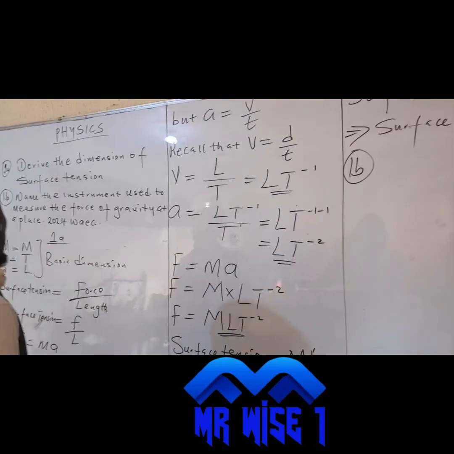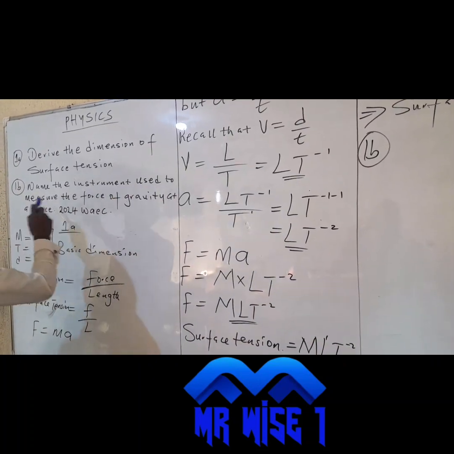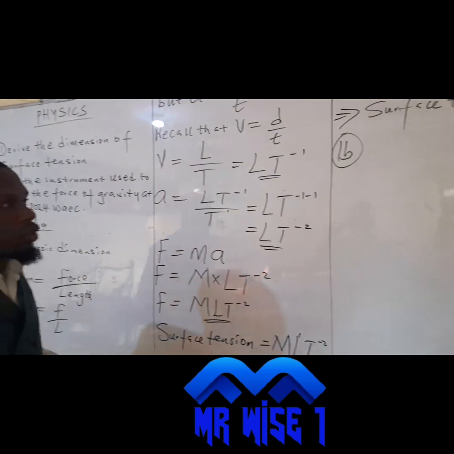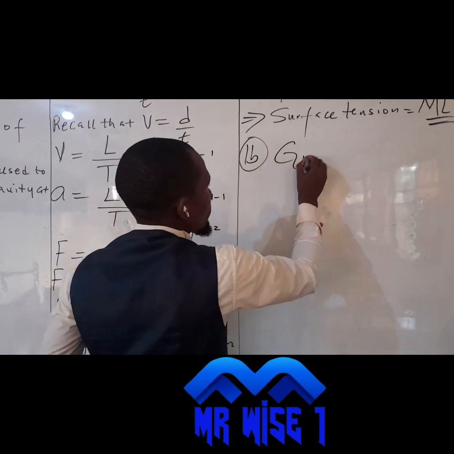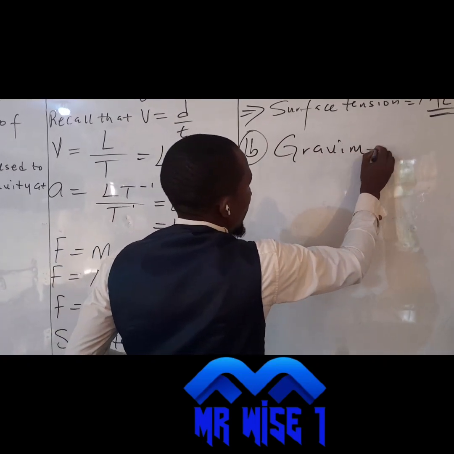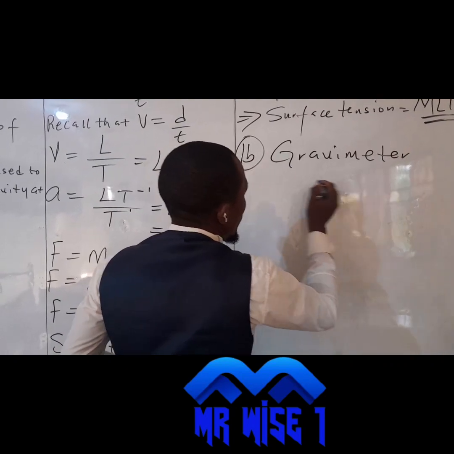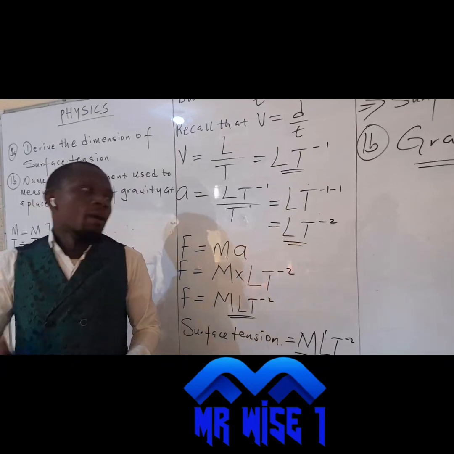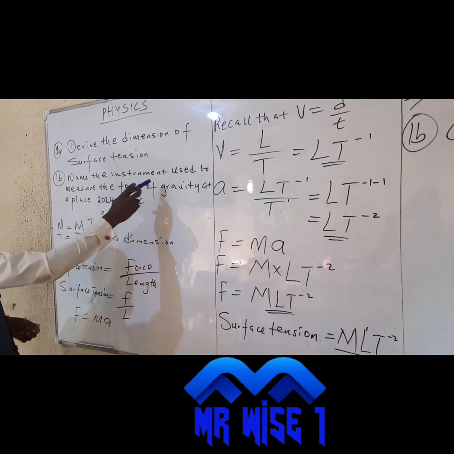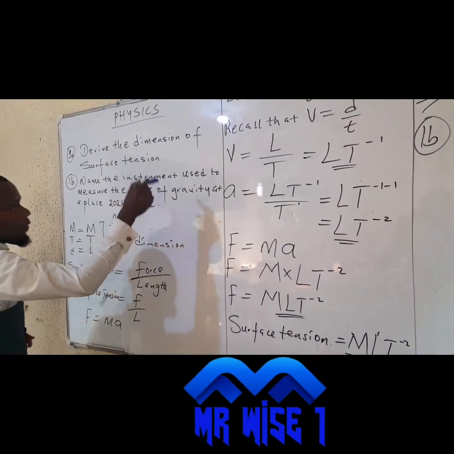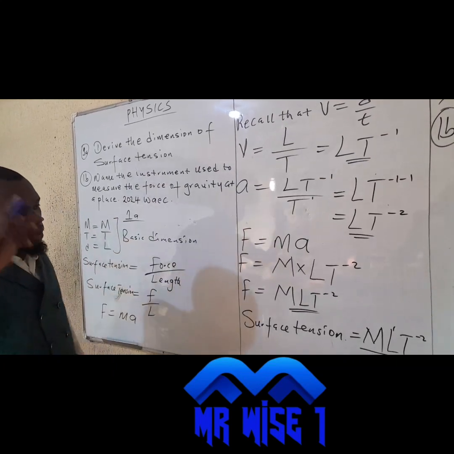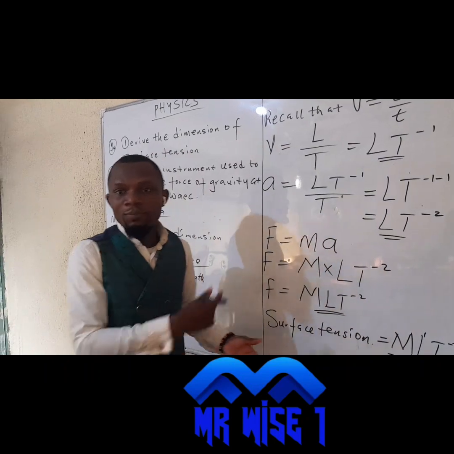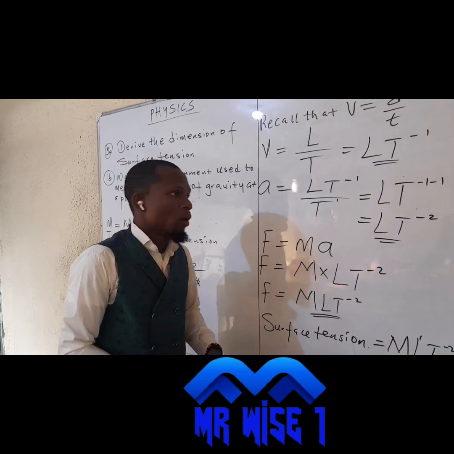For 1B, they said: name the instrument used to measure the force of gravity at a place. That instrument is called a gravimeter. The gravimeter is the instrument used to measure the force of gravity at a particular place. So I am done with this first part of what I have on the board.